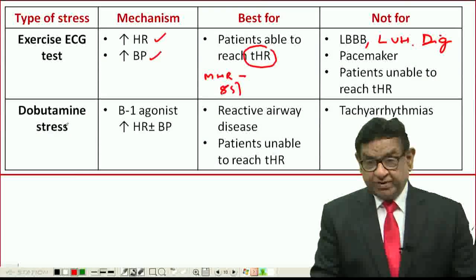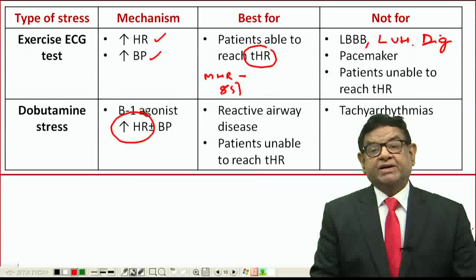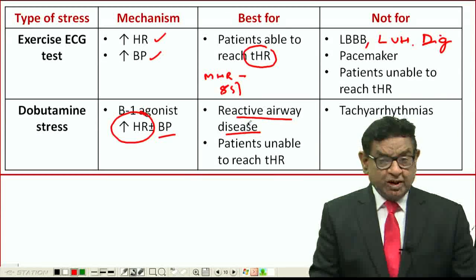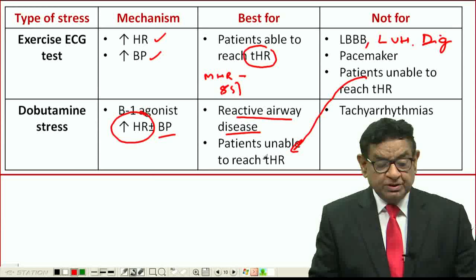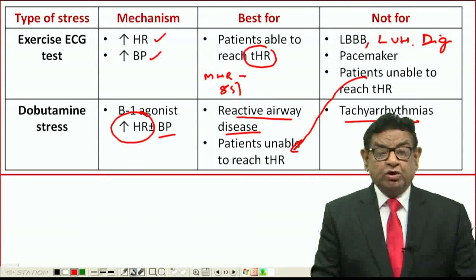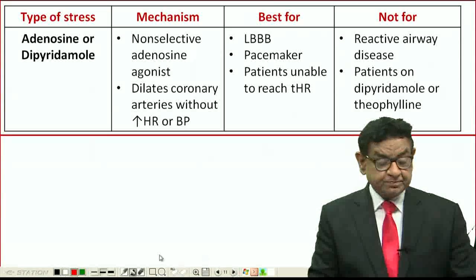Now we go for the pharmacological stress test, the dobutamine test. It is a beta-1 agonist. It mainly causes an increase in heart rate. BP may or may not increase. It is especially useful for those who have reactive airway disease, that means COPD, asthma, or who are not able to run, or patients who are not able to achieve the target heart rate. Then we switch over to the dobutamine stress test. But it is not useful for those who already have tachycardia. We do not use this test.